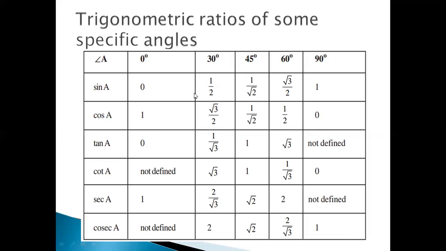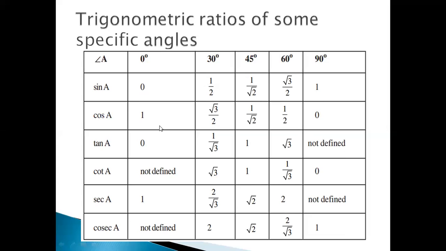If you remember only sine, all the others you can remember. Just see here. Sine, first remember this: 0, 1 by 2, 1 by root 2, root 3 by 2, and 1. If you remember these 5 values, just write them in reverse order, you will get cos.